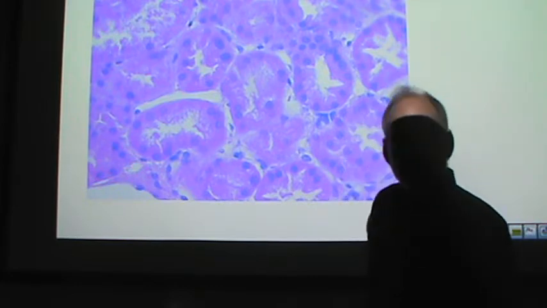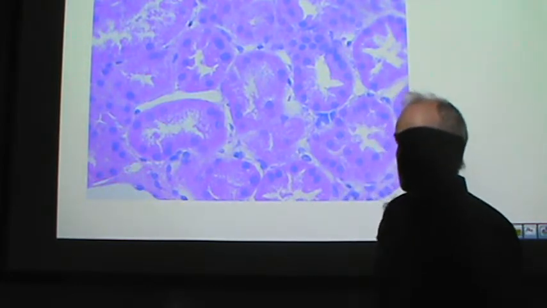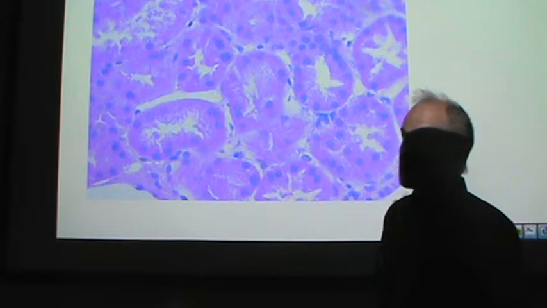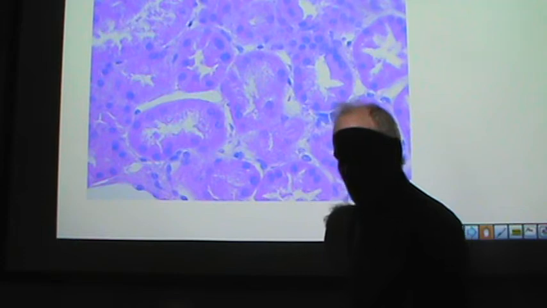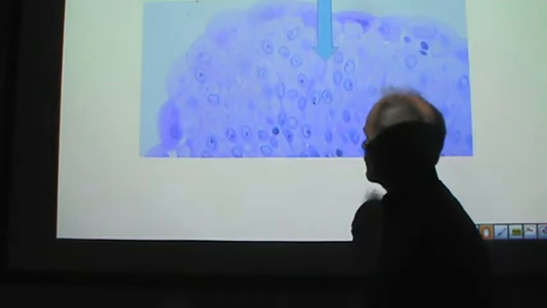Okay. Next, shape. Is it columnar? Is it squamous? Or is it cuboidal? Simple cuboidal. Very good. I know you guys got that one right.